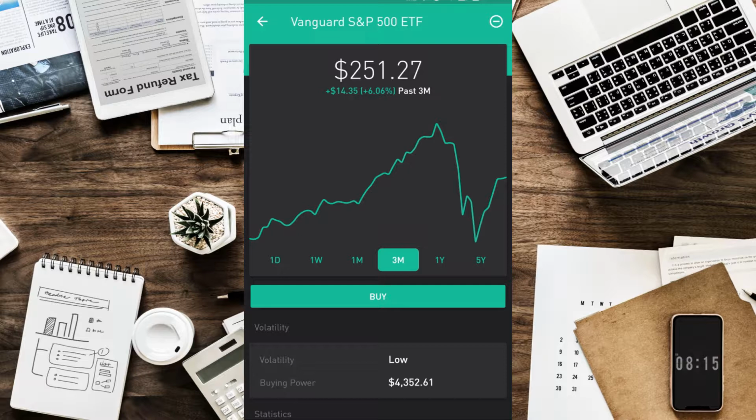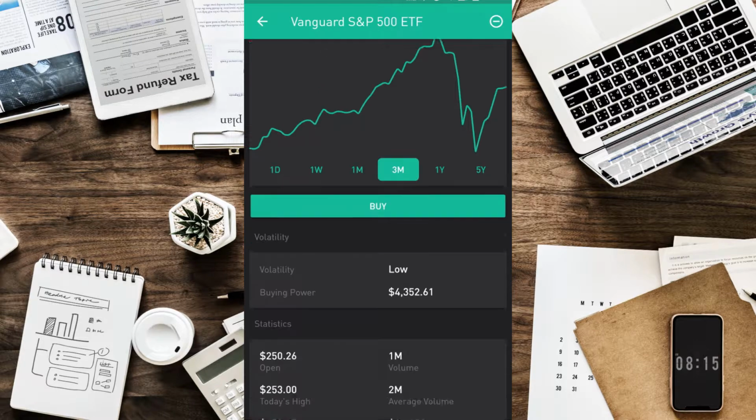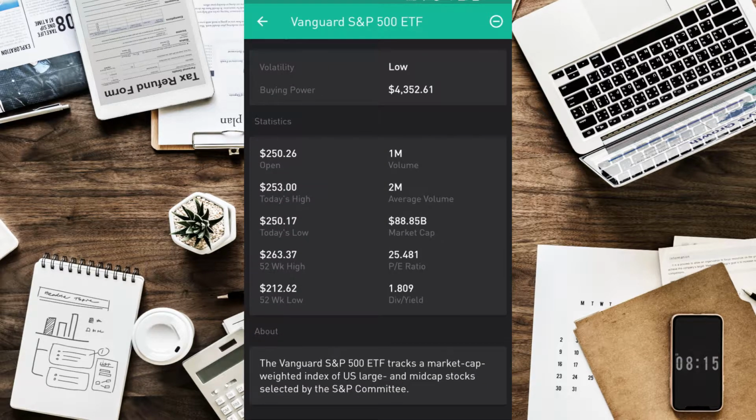I've talked about these on prior videos. I think they're very, very powerful, and I think all new investors should really know what exactly these types of investing strategies are about. So let's take a look at VOO here. This is a very good Vanguard ETF. If you go to the bottom here, you can see this is an index fund. It is an S&P 500 ETF tracking a market cap weighted index of U.S. large and mid-cap stocks selected by the S&P committee.